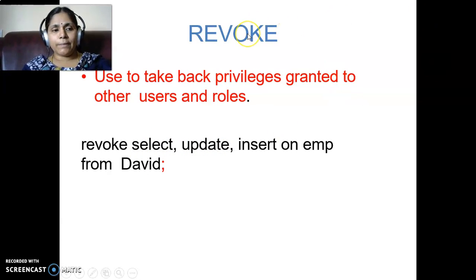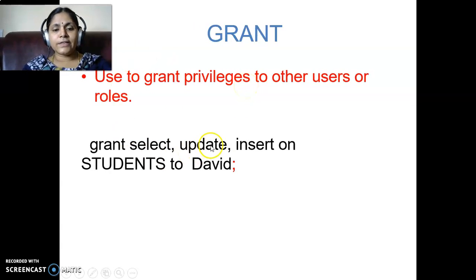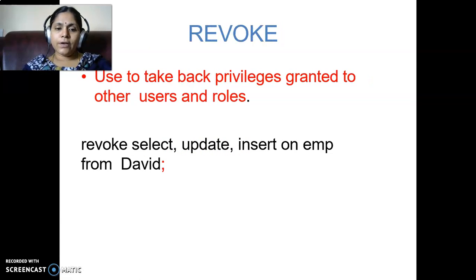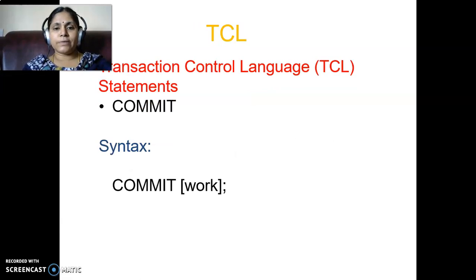The next type of command in DCL is revoke. Revoke is used to take back the privileges that are granted to the users. Already I have given permissions to David here: select, update and insert onto the students table. Now I can revoke them back. I don't want David to continue updating the database, so I will get back the privileges by using the revoke statement.